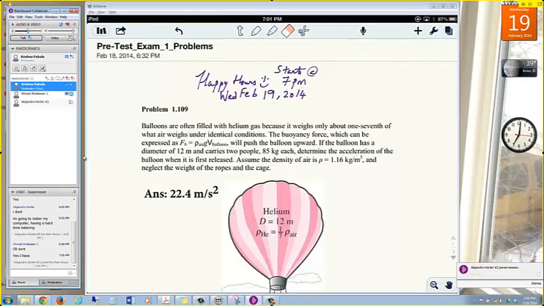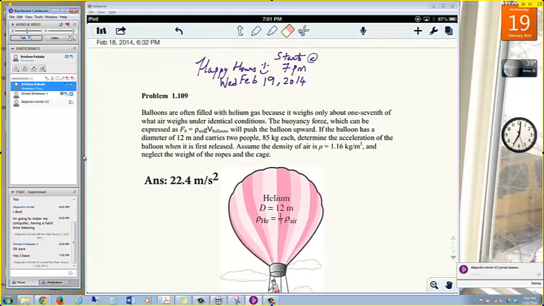Okay. Do you still see the screen with the balloon, Ahmed? Yes, I can see. Okay, good. So let's get started. If you have questions or clarifications, this is a good time.